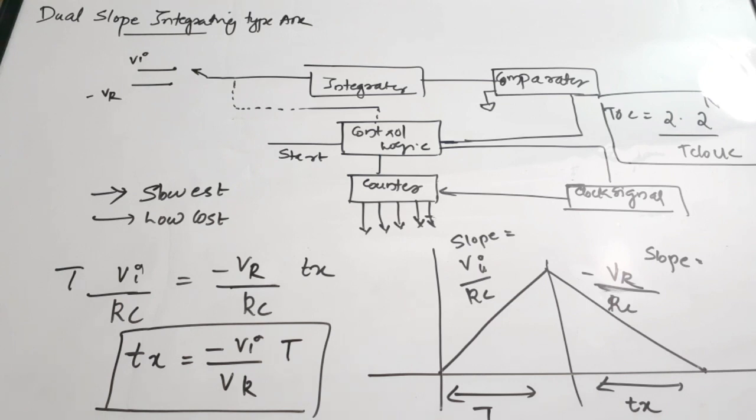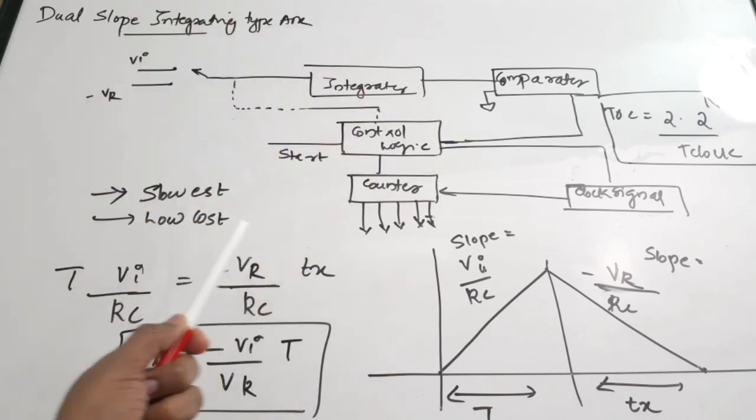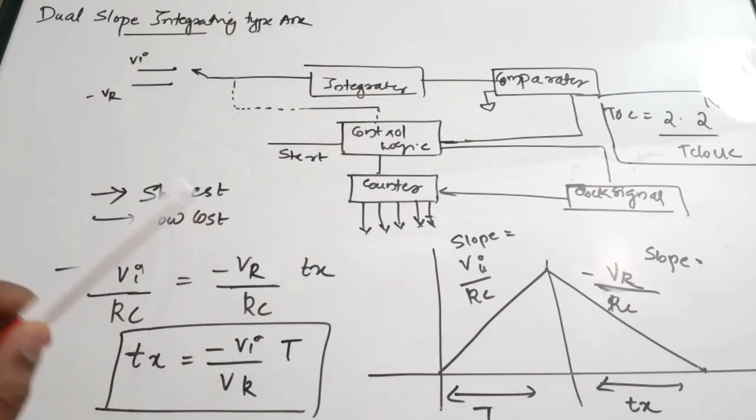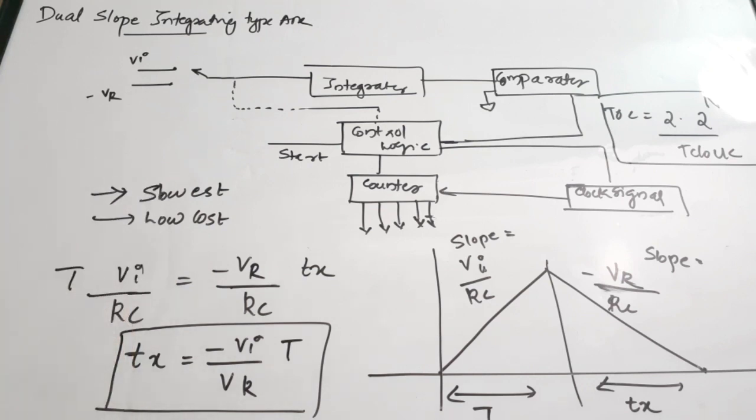Okay, so this ADC is called the dual slope integrating type of ADC, and from the name itself it is clear that it has an integrator. It doesn't have a DAC unit inside the circuit. So this has low cost and it is the slowest. Okay, the flash ADC was the fastest. Comparing the speed, this is the slowest.